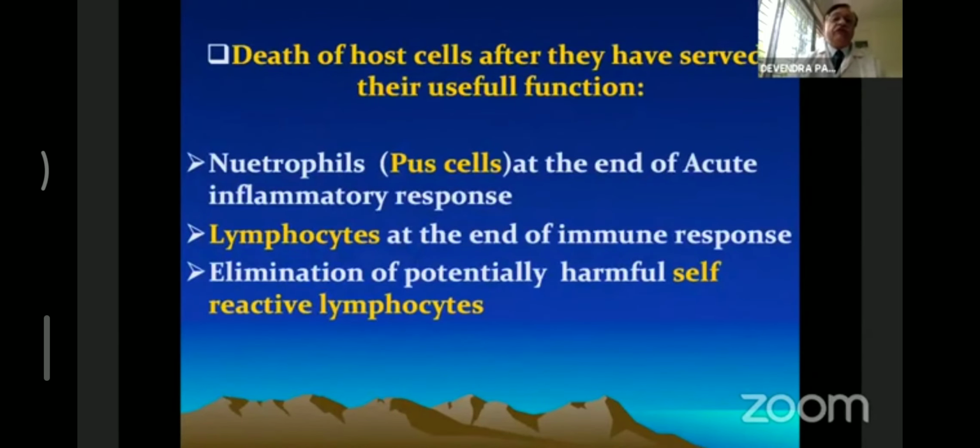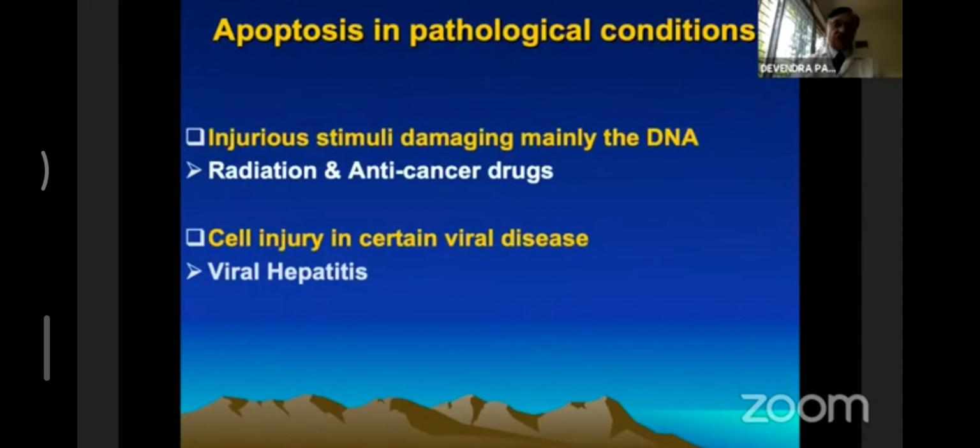Okay. Death of host cells after they have served their useful purposes. For example, neutrophils, WBCs, the soldiers of the body, after the inflammation is over, they have got to disappear. Otherwise, they will harm the body itself. Lymphocytes, after the immune response, and certain self-reactive lymphocytes in the autoimmune diseases, they have got to die. They die by apoptosis.